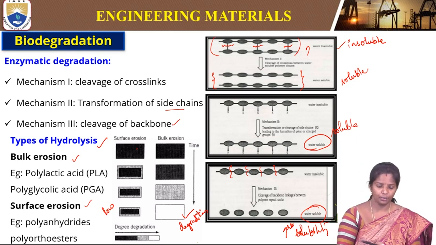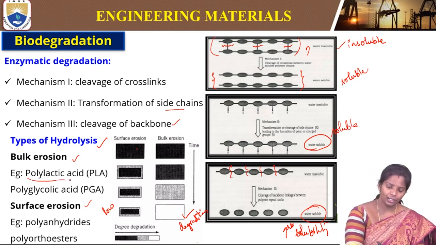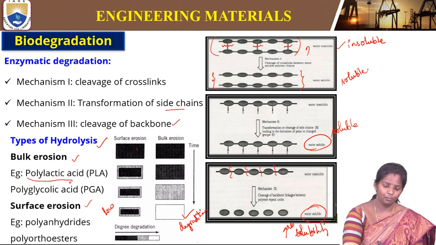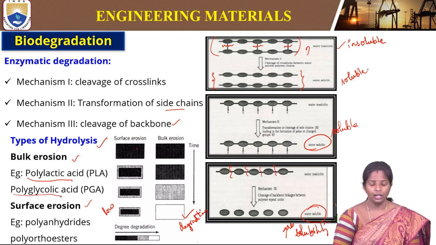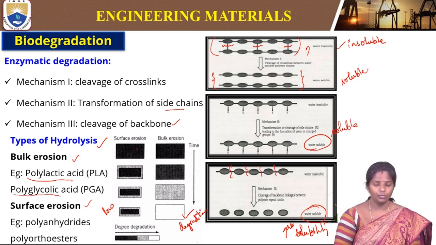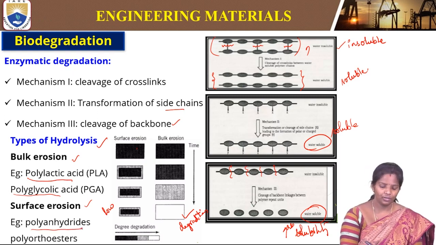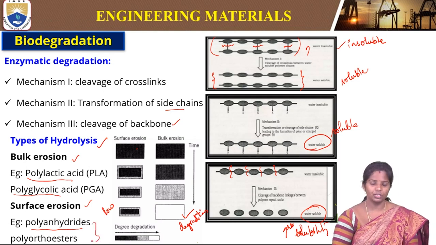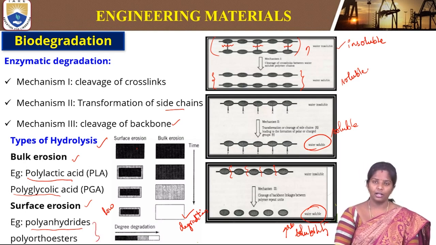Examples of bulk degradation are polylactic acid and polyglycolic acid. And which polymers undergo surface degradation? They are polyanhydrides and polyorthoesters. So these two types of polymers undergo surface erosion.